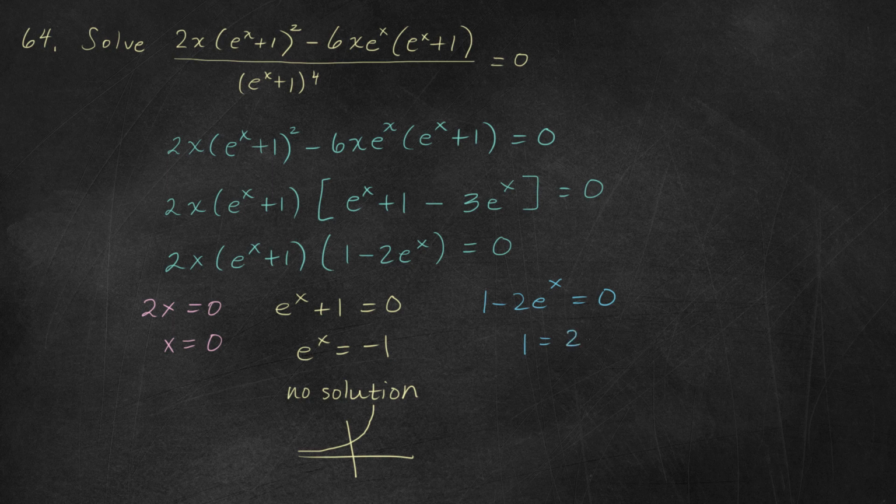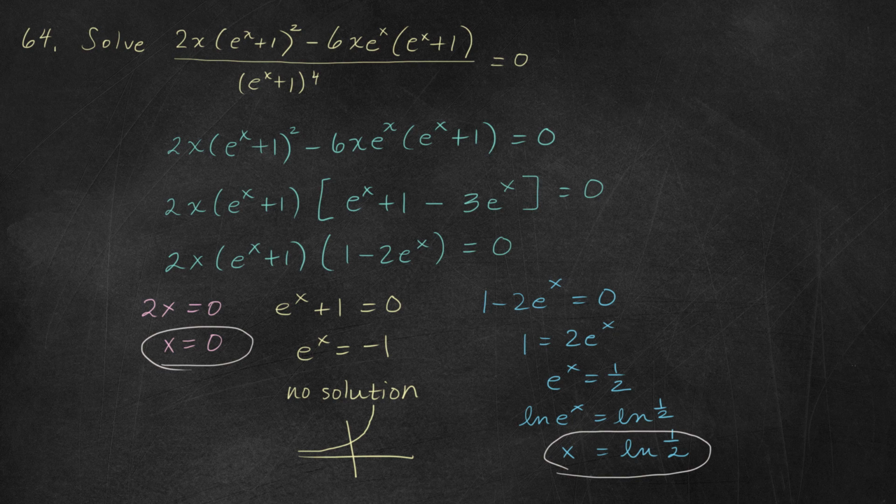And then our third factor, we have 1 minus 2e to the x equals 0, or 1 equals 2e to the x, or e to the x equals 1/2. To solve for x here, we take the natural log of both sides. So x equals the natural log of 1/2. So our two solutions, x equals natural log of 1/2 and x equals 0.